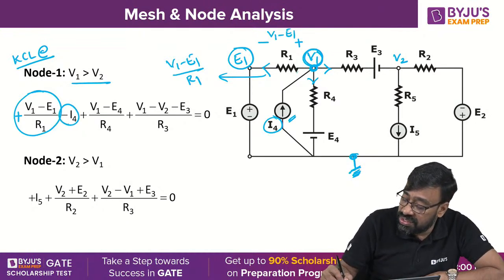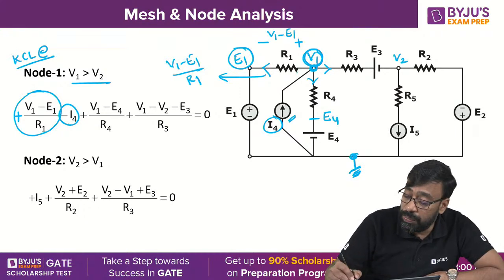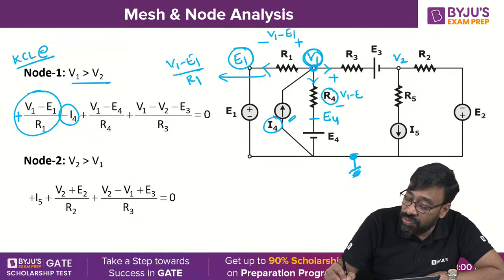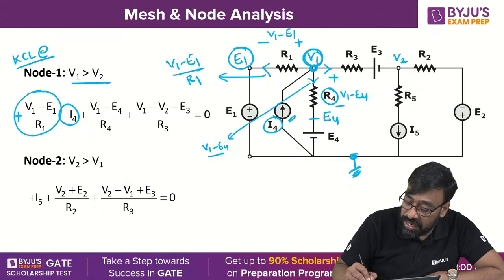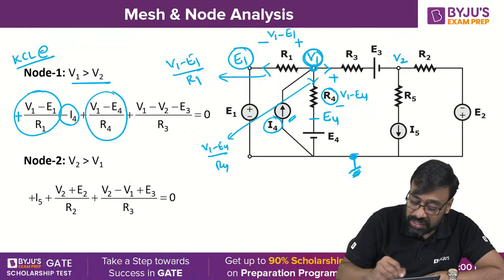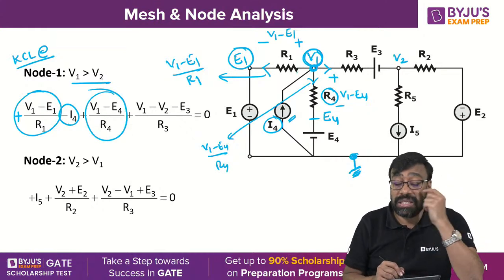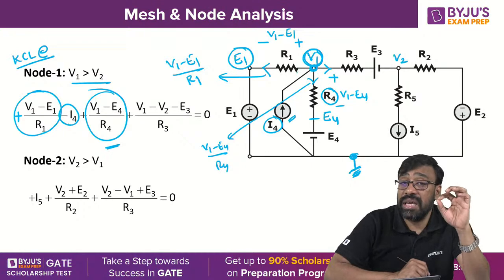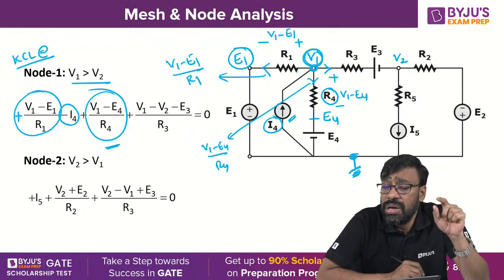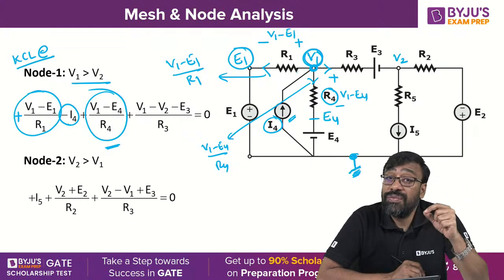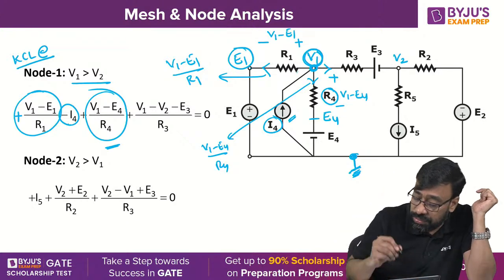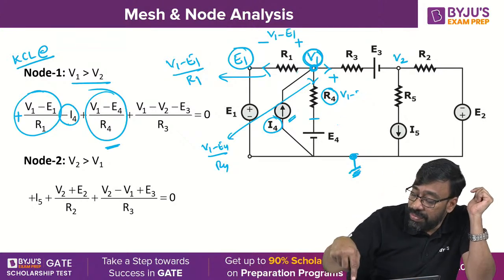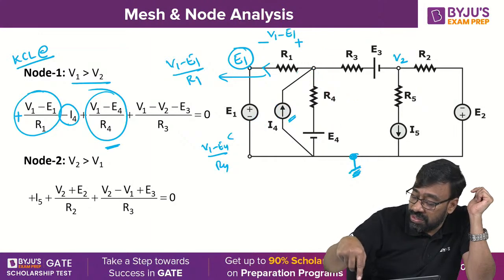Similarly here, when this is 0, the voltage at this point is E4. The potential difference across R4 is V1 minus E4, and the current is going to become what? V1 minus E4 by R4. That is how you got this current. V1 minus E4 is the potential difference across R4, and V1 minus E4 by R4 is the current flowing through R4. Right? Now, next, coming to here, I'm just removing all this again.